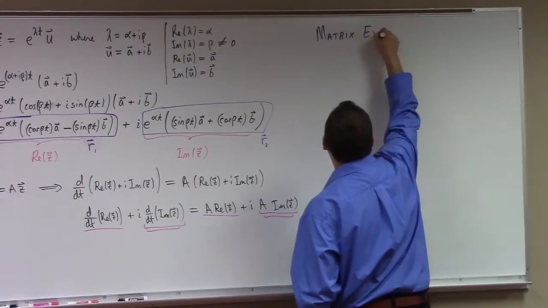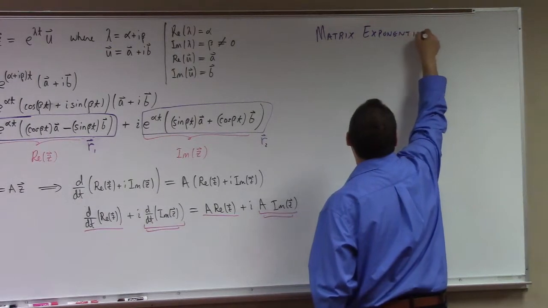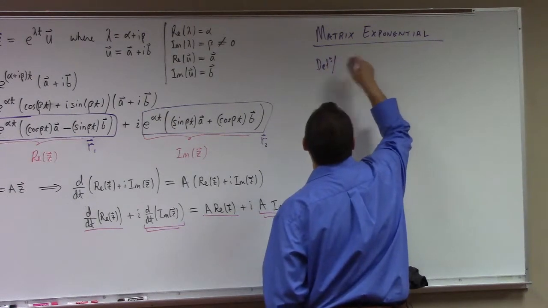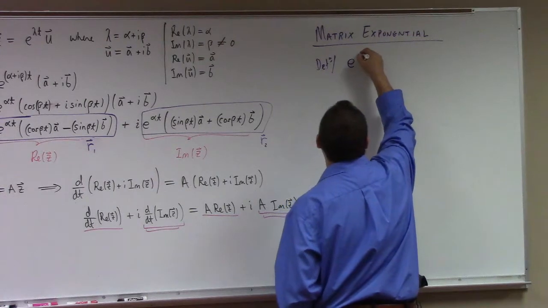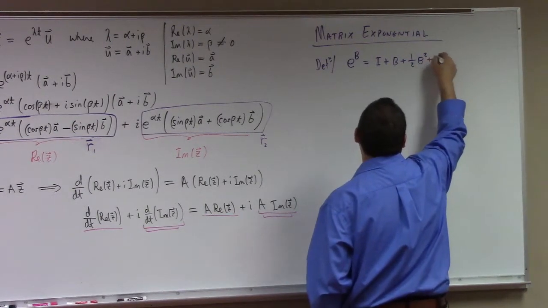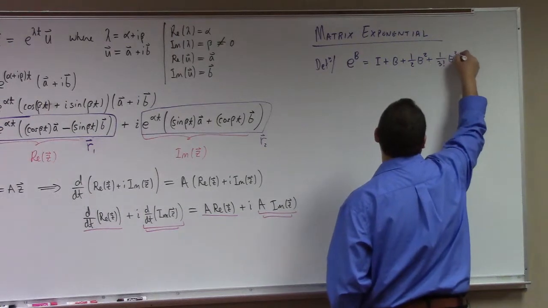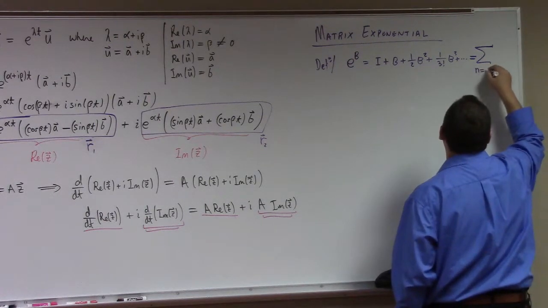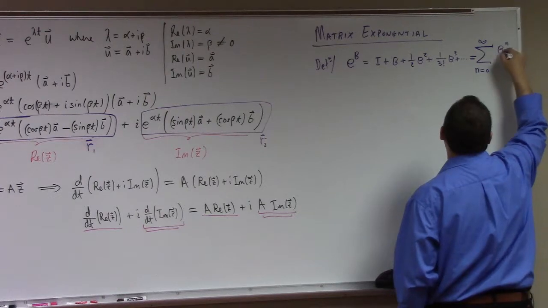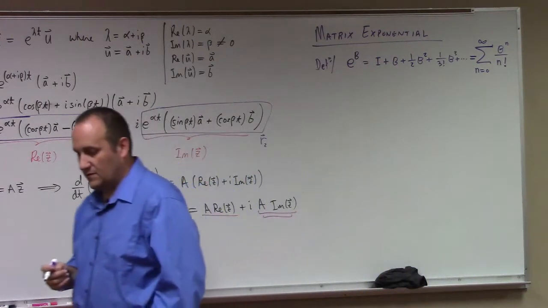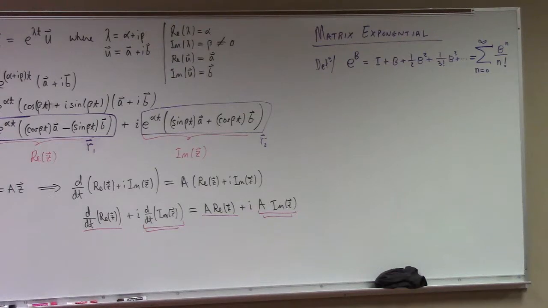So the matrix exponential is what it sounds like. Here's the definition: e to the b is equal to I plus b plus 1/2 b squared plus 1 over 3 factorial b cubed plus dot dot dot. In other words, you've got the sum n equals 0 to infinity of b to the power n divided by n factorial. You may recognize the series I just wrote as being the series for the exponential function. So this is a natural definition for the matrix exponential. There are other definitions, but this one will serve us well.